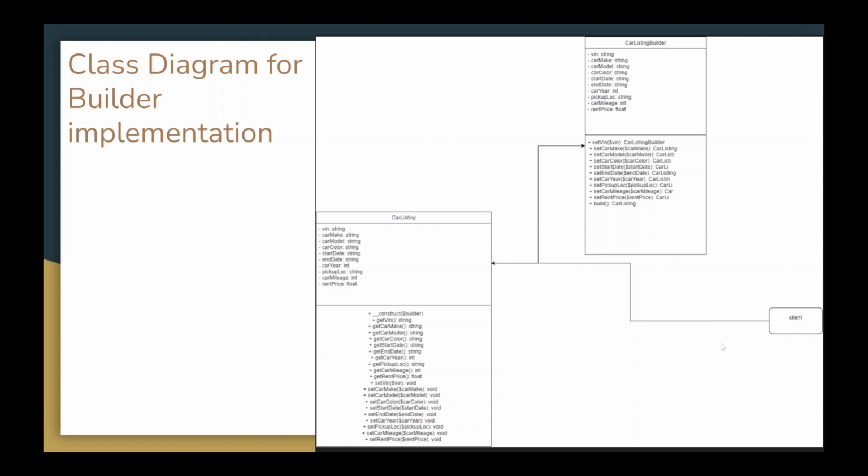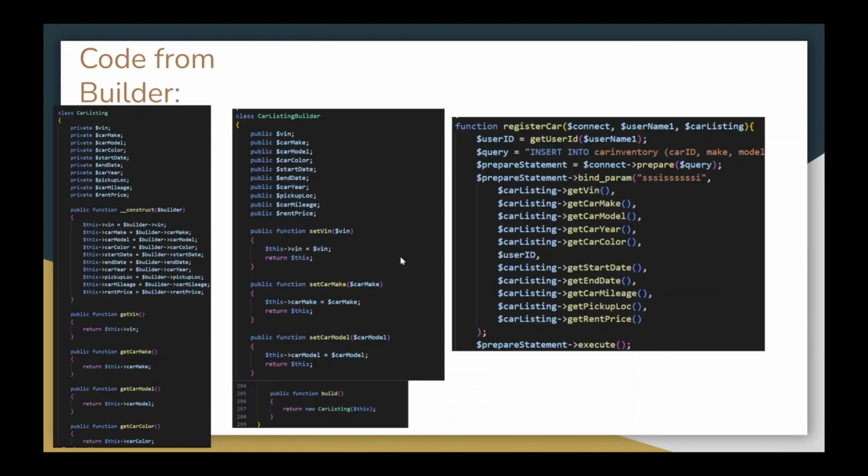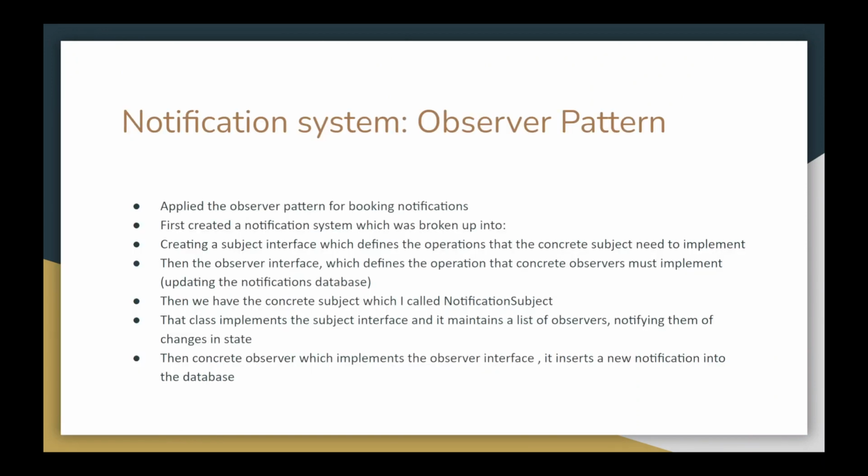So we got the client, class listing builder, and the card listing. And here's some of the code. For the notification system, I applied the observer pattern.